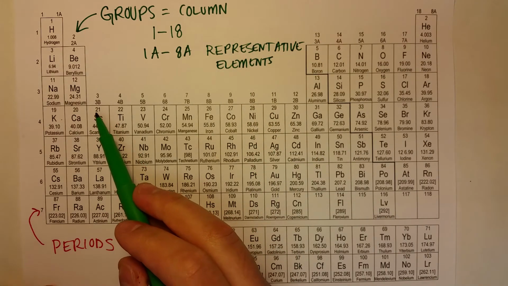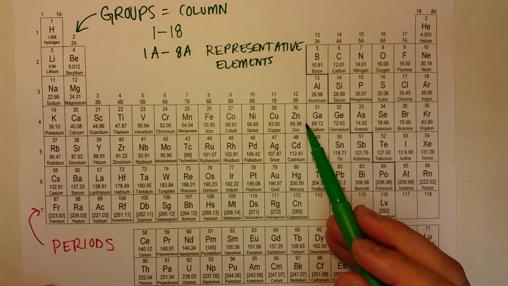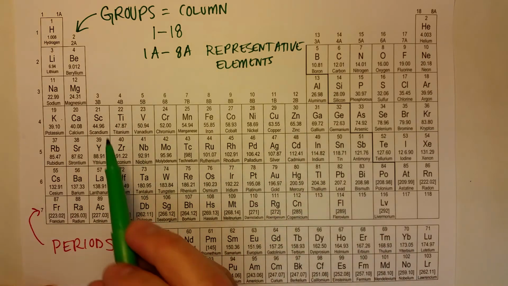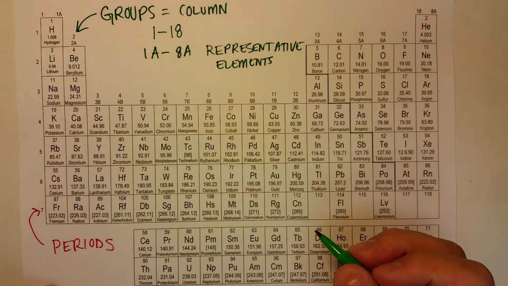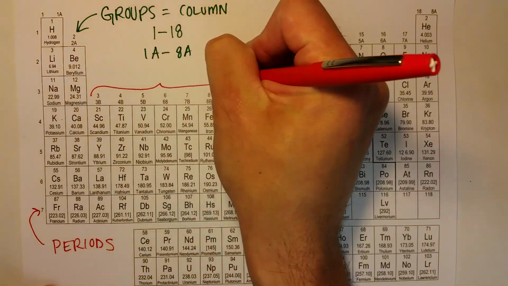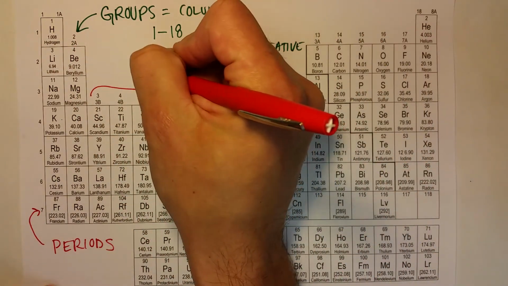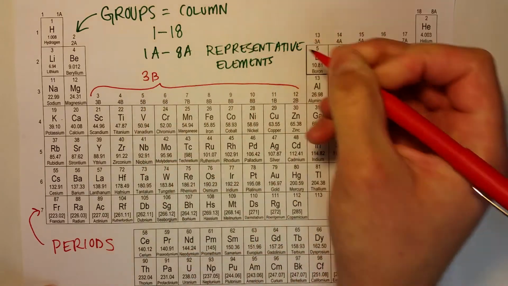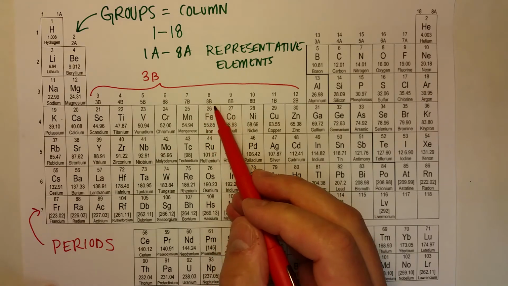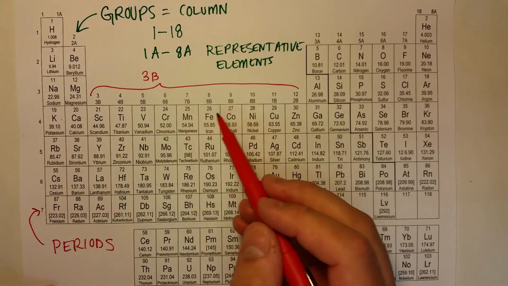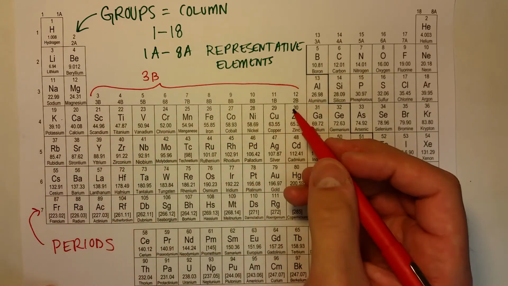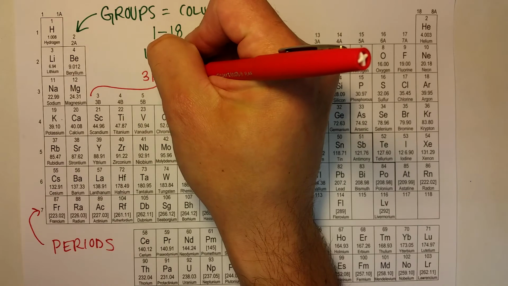The numbering system for the inner 10 rows, or 10 groups, 10 columns in between, are known as the transition metals, and we would name or number them with B. So this goes 3B all the way to... the numbering system changes quite a bit. In this course we won't deal with that as much, but it goes 3B through 8B, and then there's a couple 1Bs.